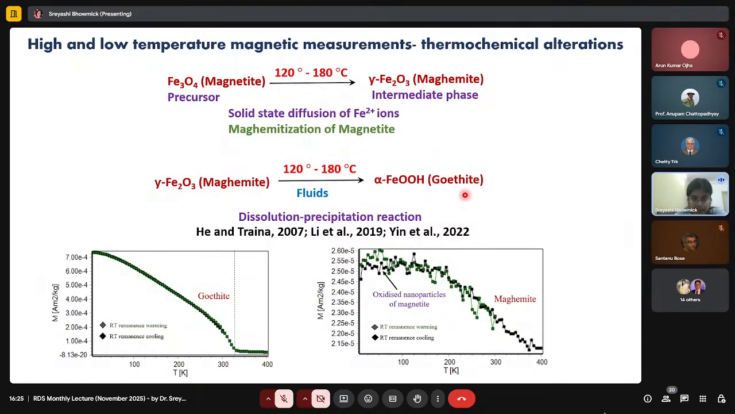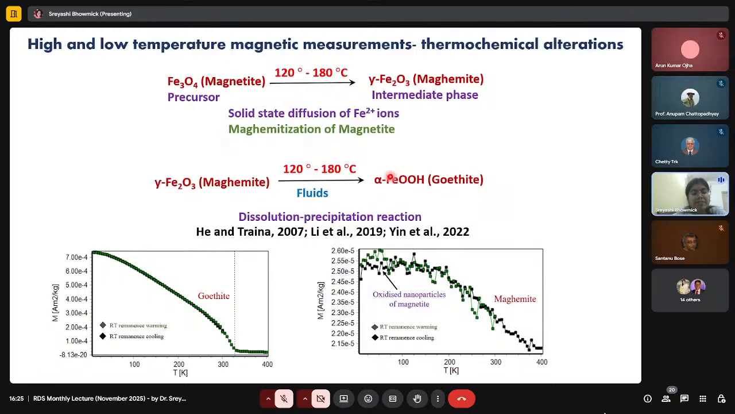can generate goethite coatings along the fault surface. So from here, we can see how magnetic properties can help us constrain the estimated temperature for the faulting process. And also, it can help us to understand the thermochemical alteration.